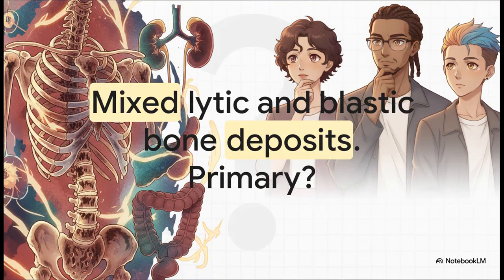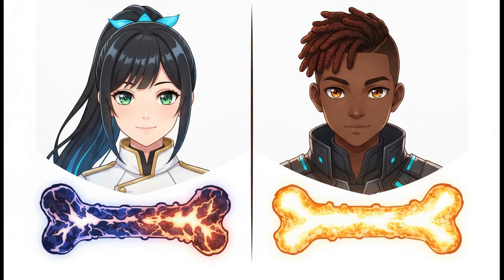All right, try this one. A 44-year-old woman presents with multiple mixed osteoclastic and osteoblastic metastatic bone deposits. Which of the following is the site of the primary tumor? A, breast, B, lung, C, renal, D, colon, or E, adrenal gland? The correct answer is A, breast.